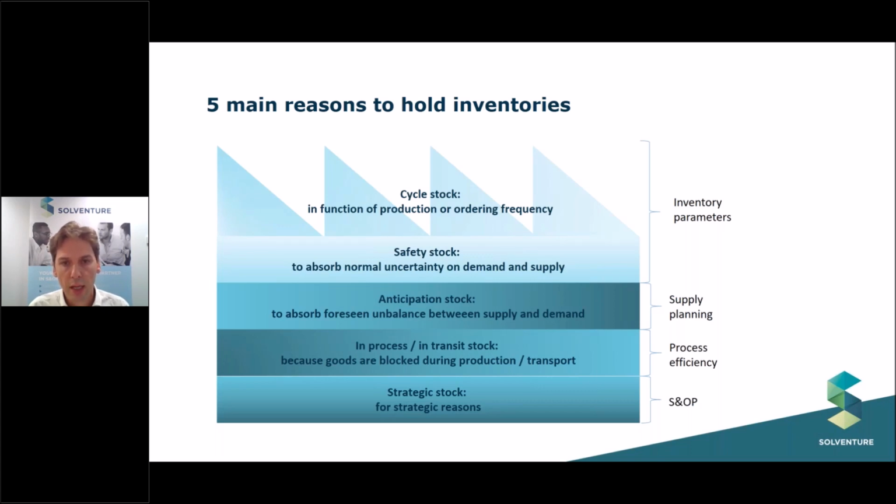If we go further down, anticipation stock, we say there to absorb foreseen unbalance between supply and demand.